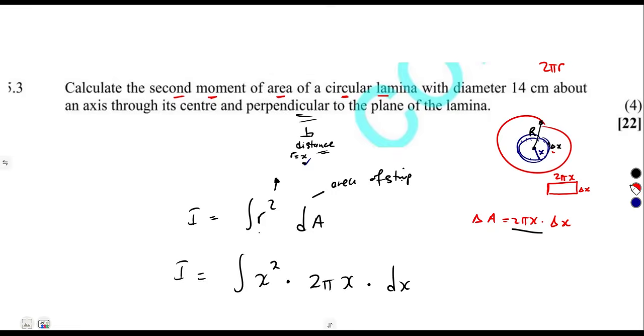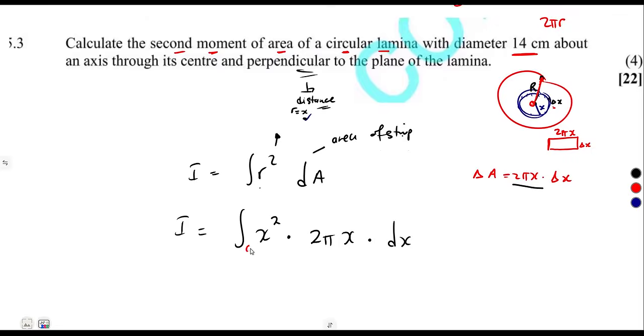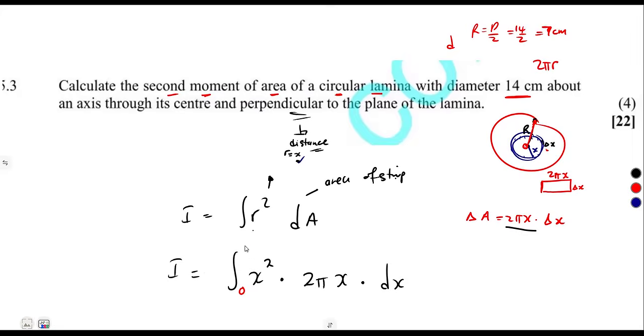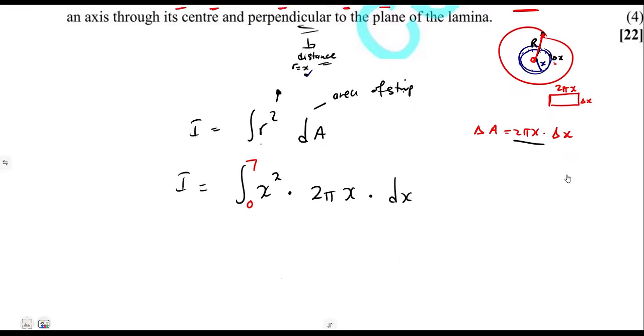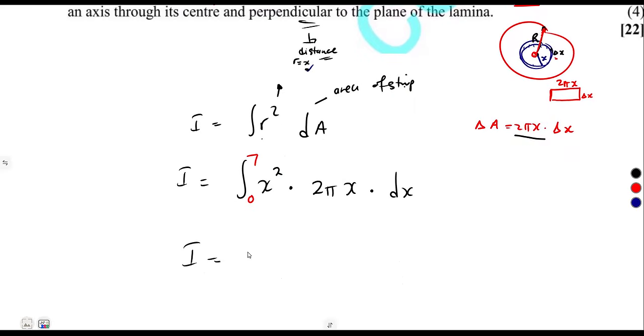What about the limits? The limits are from 0 to the radius of the circle, where our diameter is 14. It means our radius is the diameter over 2, 14 over 2, which is 7 centimeters. So the limits will be from 0 to 7, which is from 0 to r, our radius of 7 centimeters. You can integrate and you have your final answer.